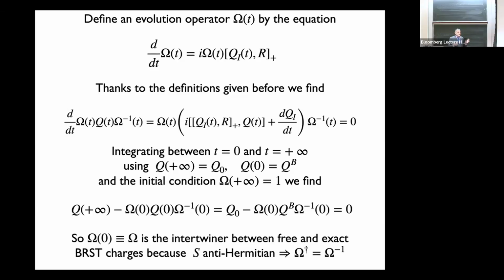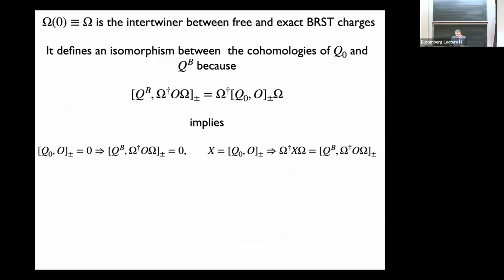So here we have our construction, and now it's useful because it defines an isomorphism between the cohomologies of Q0 and QB. Right? So here you see that the key point is that QB indeed is an intertwiner. So when QB passes through omega dagger, it becomes Q0. When Q0 passes through omega, it becomes QB.